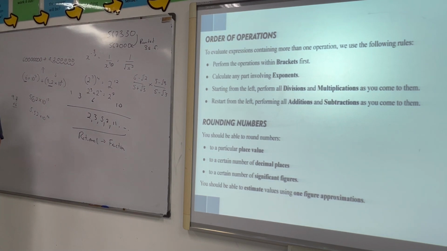But only round at the very end. Especially for paper 4, keep as many decimal places as you can until the very end of the question. Then round. Otherwise, you'll be slightly off. You might be outside the bounds of a correct answer.